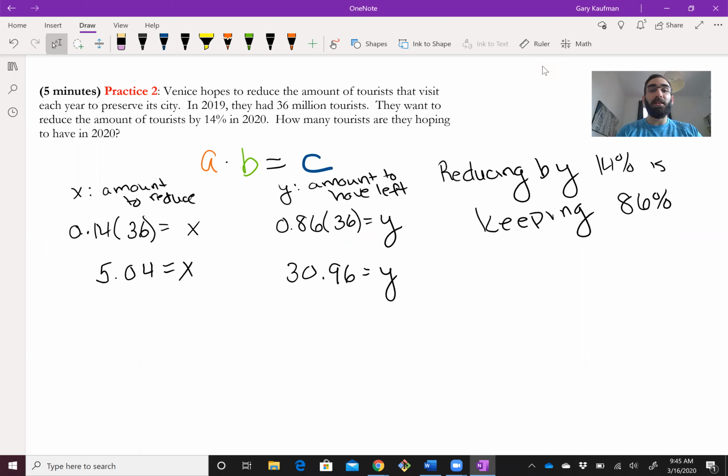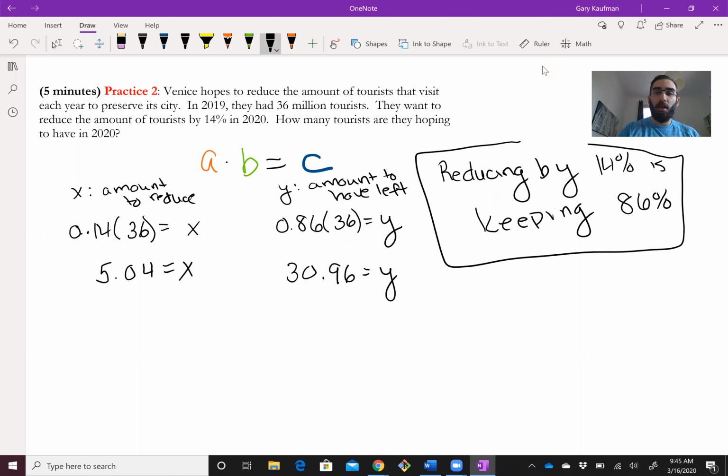On the right, I said the amount to have left. Well, reducing by 14% means keeping 86%. That's this right over here. And that means I'm using 0.86 times 36, which gives us 30.96.